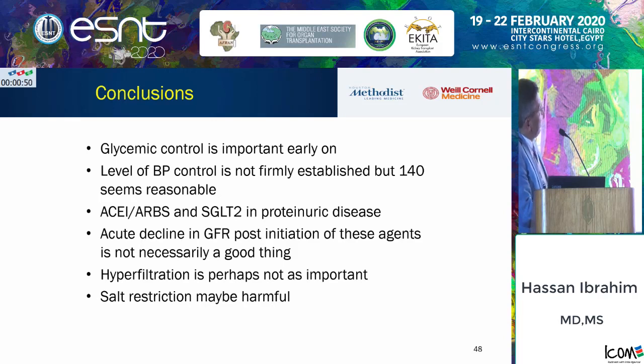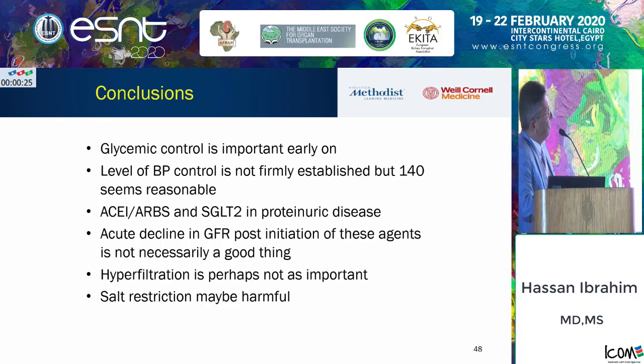So in conclusion, I think glycemic control is important early on, but it doesn't help once your kidney disease is established. I think the level of blood pressure control is still a problem, but the evidence points that 140 is safer for diabetics than 120. I think ACEs and ARBs and certainly SGLT2 are important now.